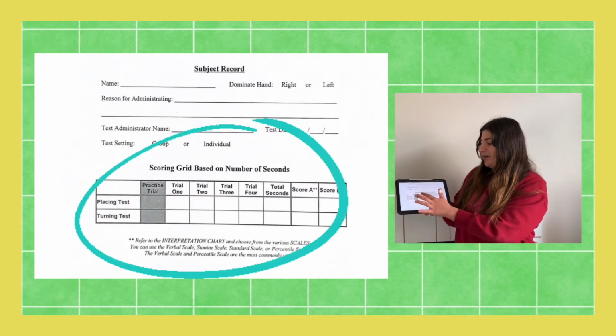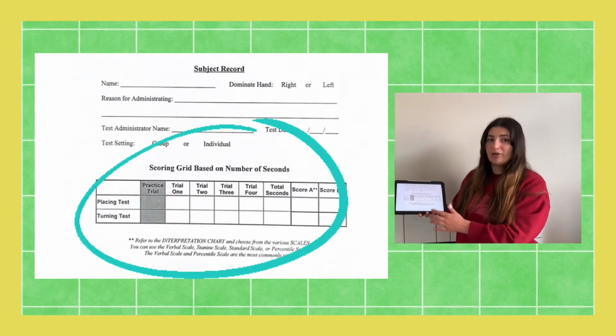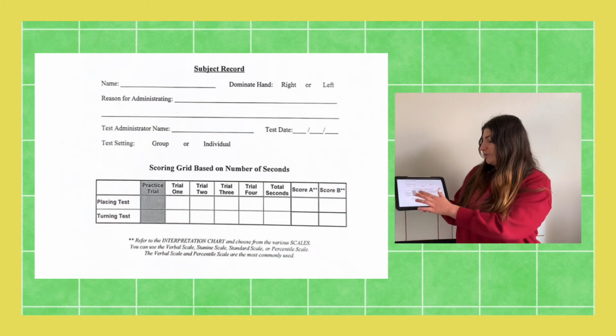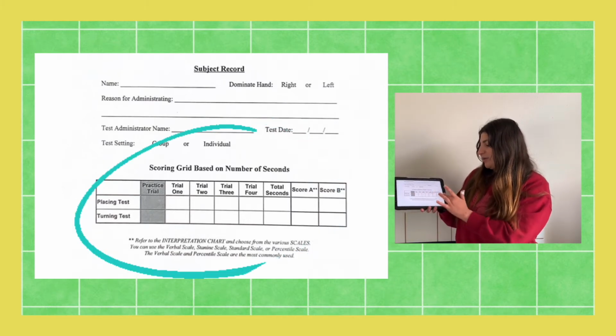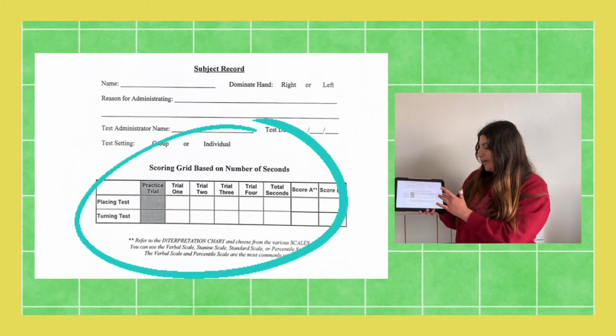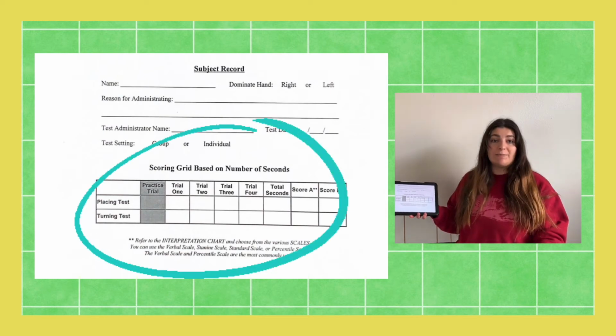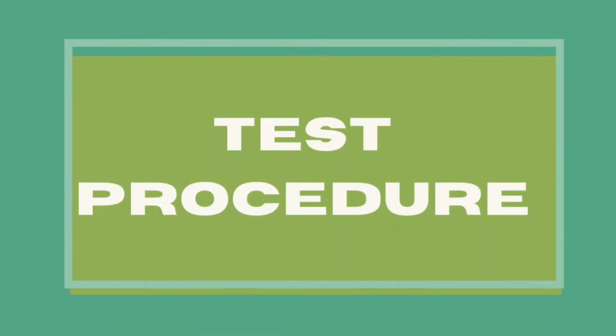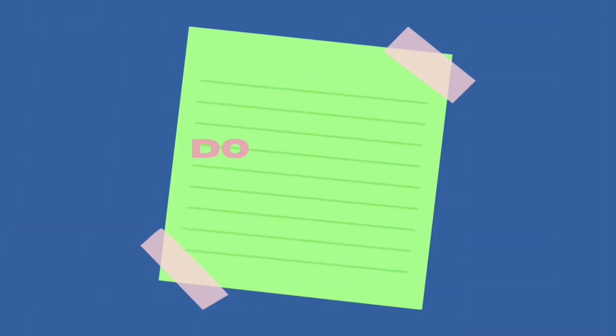And then you have a grid for each one of the 4 trials you will be doing. So once you have all of those together, then you're going to score both score A and score B, and we will go into more details about how to score those. Test procedure. Placing test. Dominant hand.